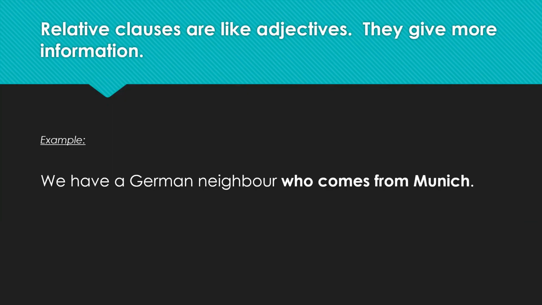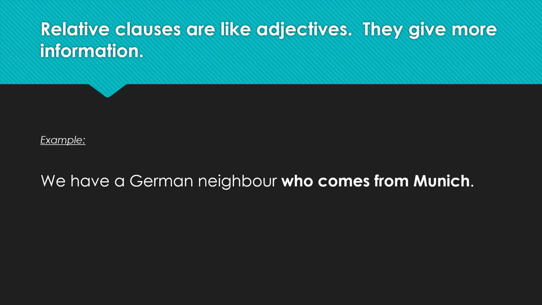Relative clauses are like adjectives. They give us more information. Okay, so remember that a clause is a group of words that includes a subject and a verb. Many sentences in English have only one clause, but there are also some that have two clauses, or even three or four or more. So we want to pay careful attention to a special kind of clause called a relative clause, and it acts like an adjective.